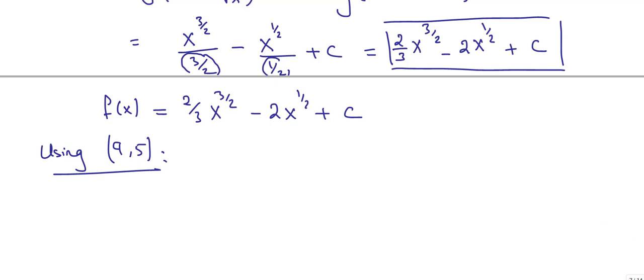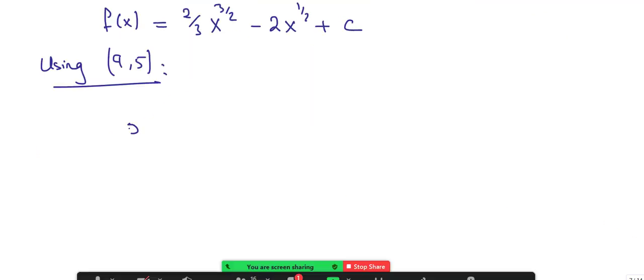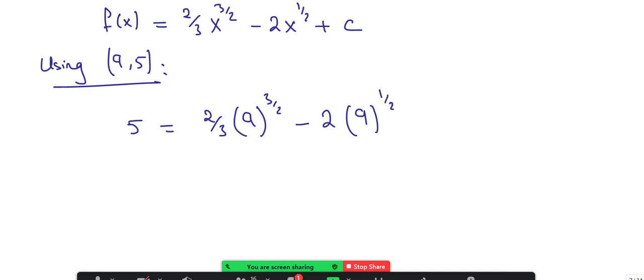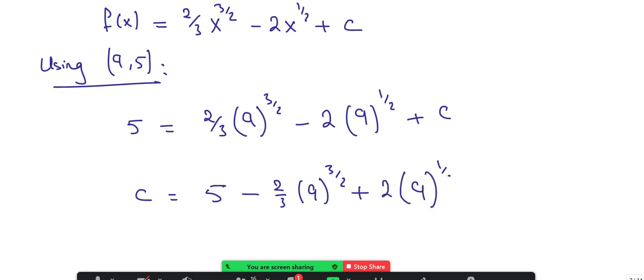Using this, I'm going to substitute again. 5 equals 2 over 3 times 9 to the power 3 over 2 minus 2 times 9 to the power half plus C. What I will do is say C equals 5 minus, move this to the other side with the negative sign, and move this to the other side with a positive sign. As you said, you will get minus 7.